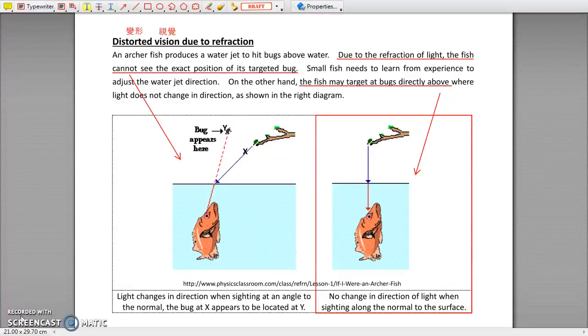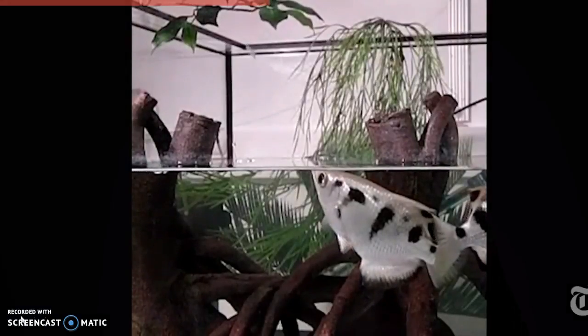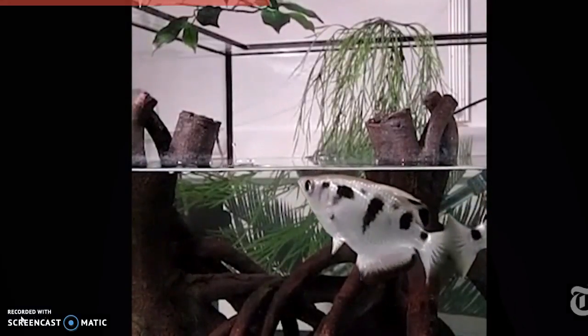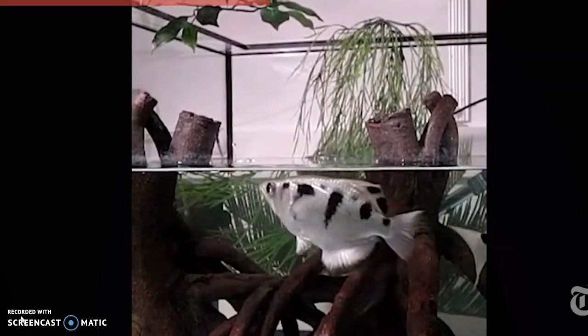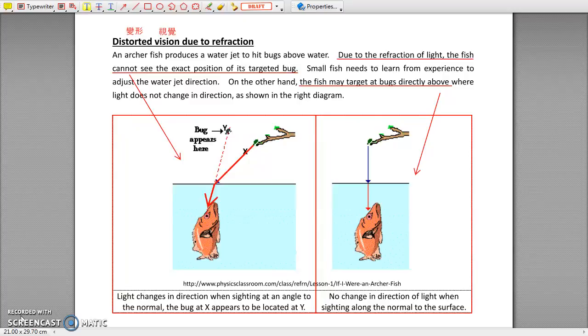When the fish sees underwater, the light ray from air bends towards normal. So inexperienced fish cannot locate the bug accurately. However, after some time, an archerfish starts to learn from experience, and it will adjust the direction of its water jets and target the bug more accurately.